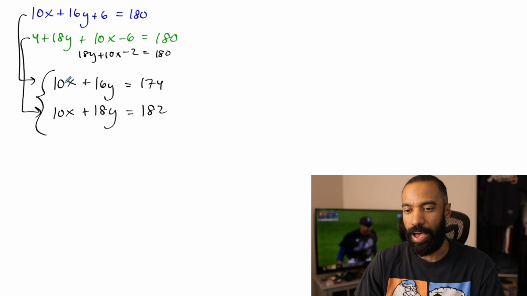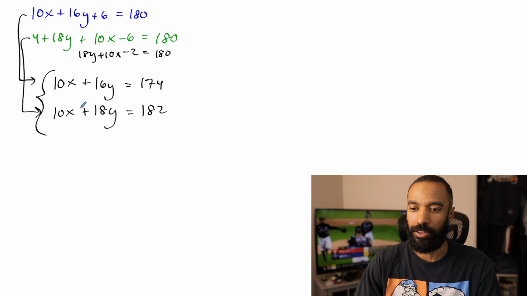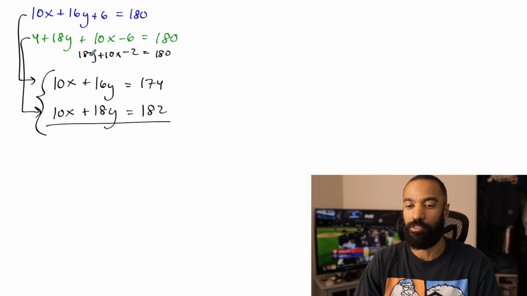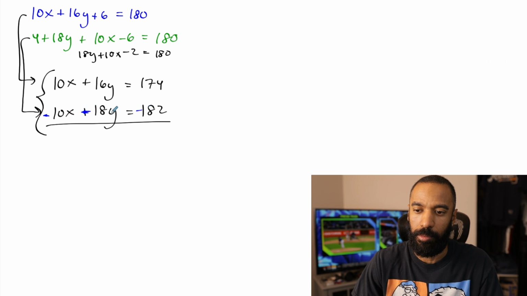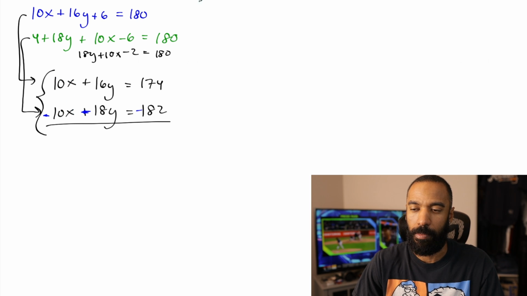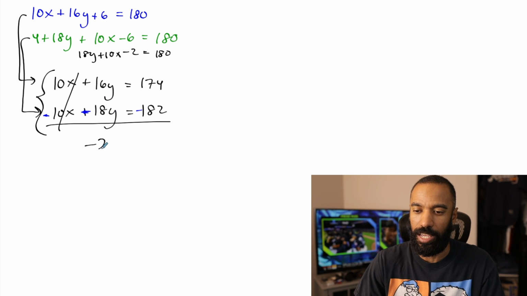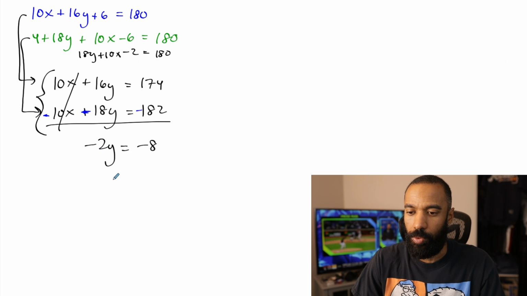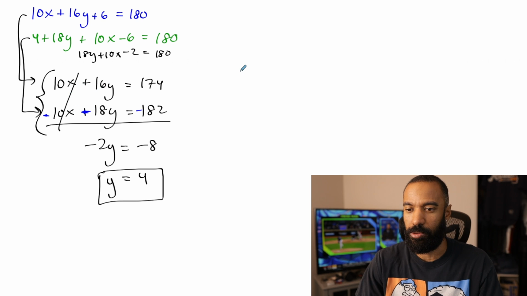And I said I was going to reduce values. I could, but right now I'm flying in the face of having a 10x and a 10x right here. And if I line these things up and add or subtract, I can eliminate the x's to solve for y. If I multiply the whole bottom equation by negative 1, changing all the signs to negatives, then I'll have 10x minus 10x to get 0, and those variables are eliminated. 16y minus 18y is negative 2y, and 174 minus 182 is negative 8. Divide both sides by negative 2, and you'll get y equals positive 4. And that's solving for y using what's called the elimination method.